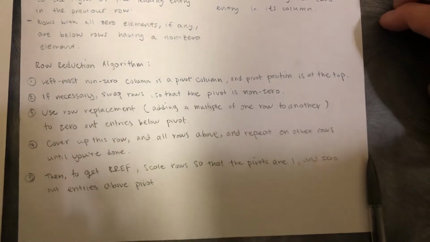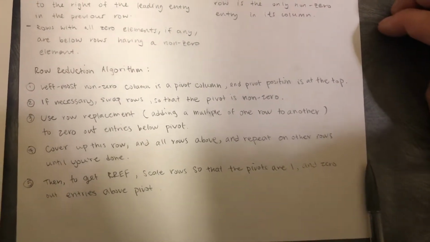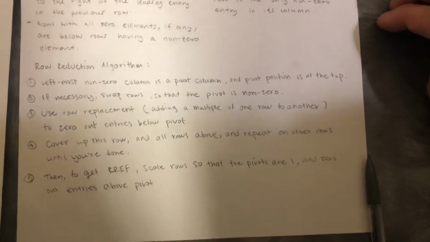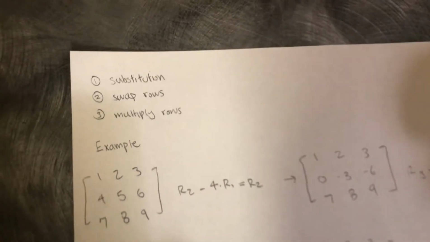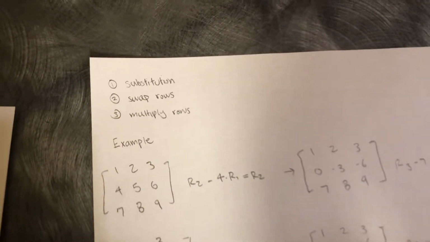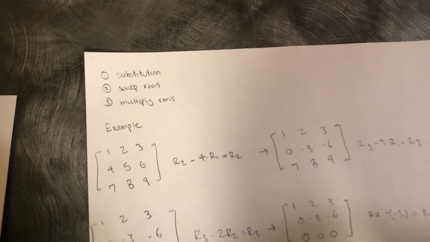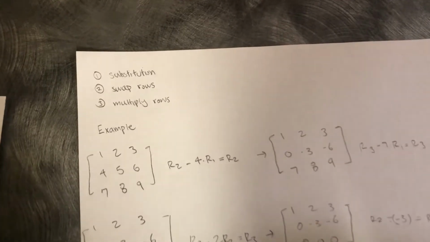And then to get it to reduced row echelon form, you want to scale the rows so that the pivots are 1, and you want to zero out all the entries above the pivot, just like we showed in the example above. And so we want to use these three main methods: row replacement, which I just explained, multiplying a row by a number and then subtracting or adding it from another. You can also swap the rows, and you can also multiply the full row.